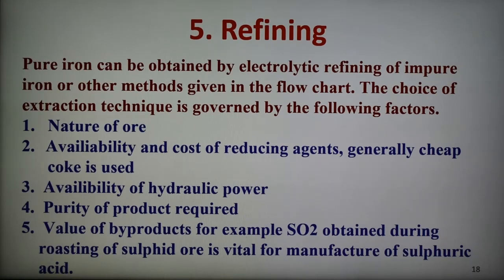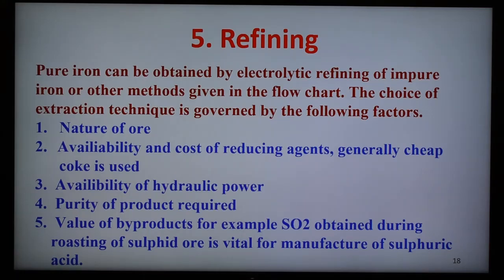And the fifth and last step is refining. In refining, pure iron can be obtained. In the last stage we get the metal, and in this step of refining, pure iron can be obtained by electrolytic refining of the impure iron, and by other methods given in the flow chart.